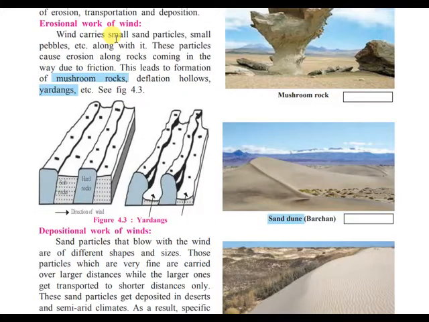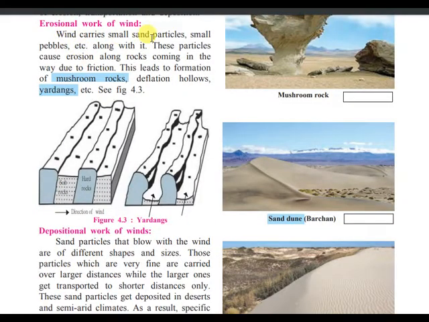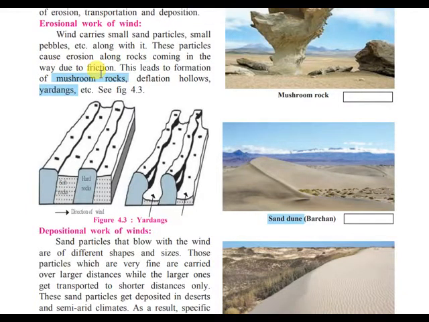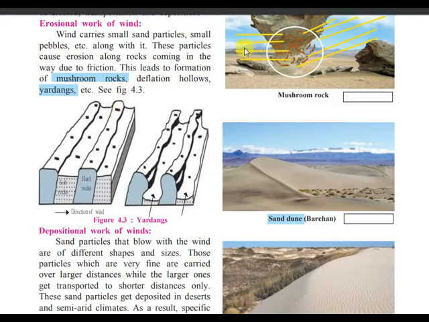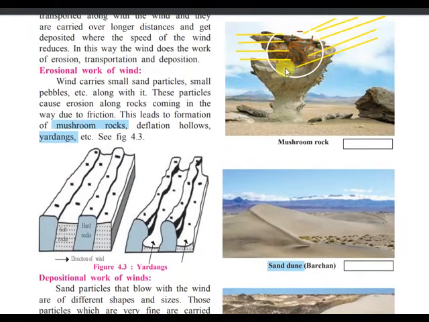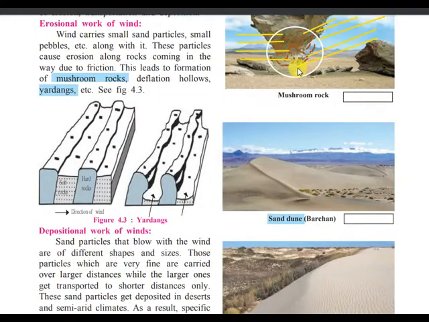So the next point is, here wind carries small sand particles, small pebbles, etc. along with it. These particles cause erosion along rocks coming in the way due to friction. So what actually happens, we'll try to understand with the help of the diagram here. We can see here how this works, that I have tried to explain in my way. These particles cause erosion along rocks coming in the way due to friction.